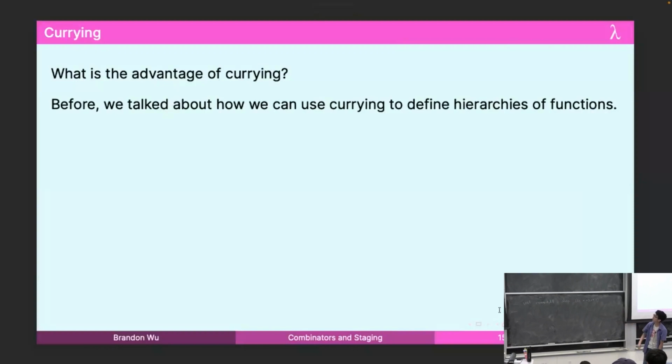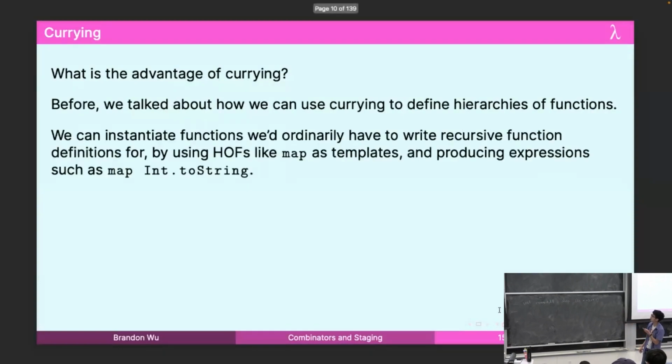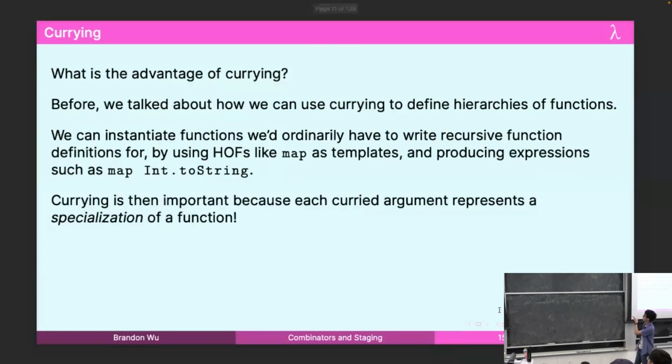Another reason why currying is important is we have this idea of a hierarchy of functions. We have map, which captures this idea of let me do something to every element in a list. We have fold, which is this idea of let me summarize all the elements in the list in a prescribed order by applying a particular function. And so these higher order functions are really just like templates for code.